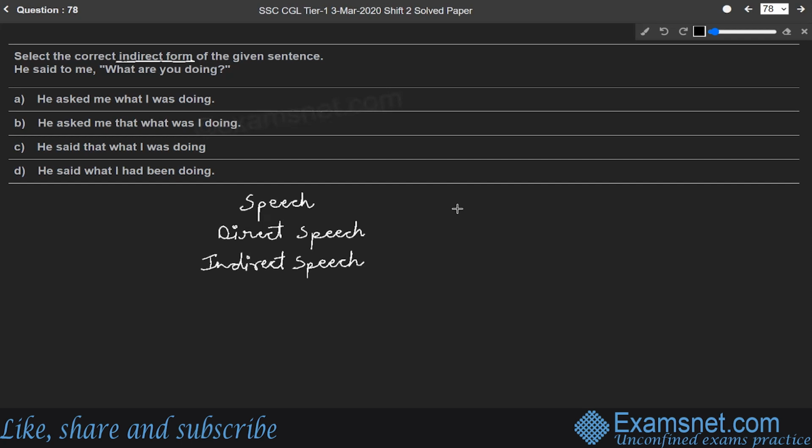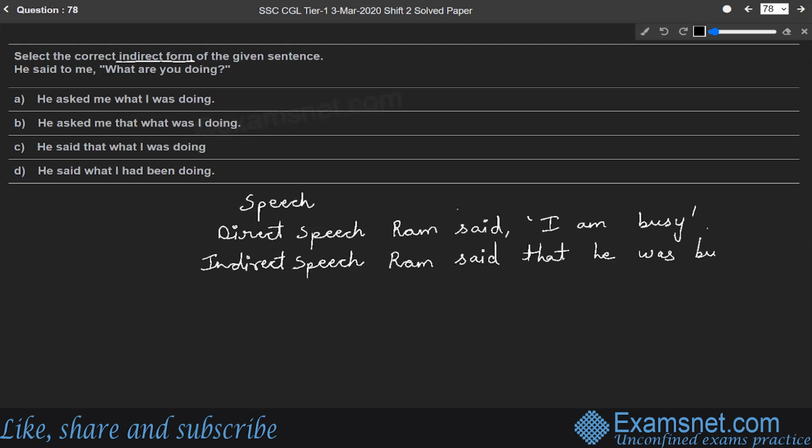Do you know what is direct speech and what is indirect speech? In simple words, direct speech means reporting the message of the speaker in the exact words as spoken by him. For example, Ram said, I am busy. This is an example of direct speech. Now, coming to indirect speech, it is simply reporting the message of the speaker in our own words. So, the sentence will change to: Ram said that he was busy then.